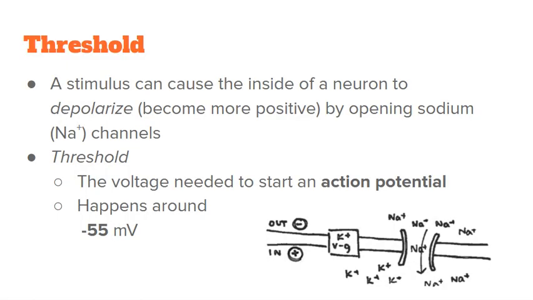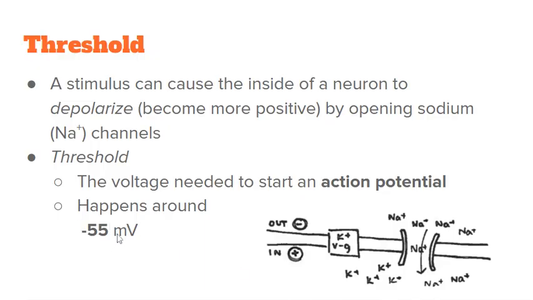So again, a stimulus can cause the inside of a neuron to depolarize. And it's going to do that by opening sodium channels. Sodium channels open. You can see this little diagram down at the bottom. Sodium floods in the cell, causing the inside of the cell to become more positive. And that changes the voltage across that cell membrane. So we were at negative 70, but now we have positive sodium ions flooding inside the cell, and that's going to make it more positive.